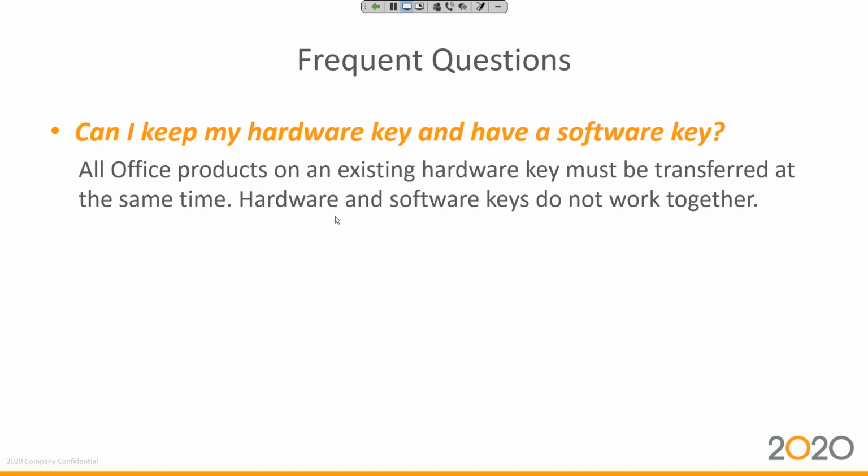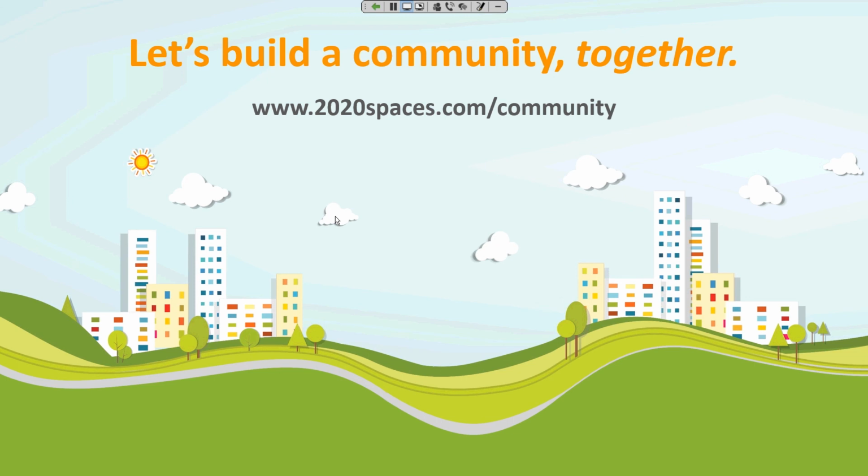Can I keep my hardware key and have a software key? Essentially, all the Office products on an existing hardware key have to be transferred at the same time. So hardware keys and software keys don't work together. A user will have to be either on a hardware key or a software key. One of the other questions that comes up is, what do I do to prepare if I want to be able to use a software key? The biggest thing today is to join the community, build your profile, register for the community, get your email address and your profile together, and that'll be really helpful when the time comes.